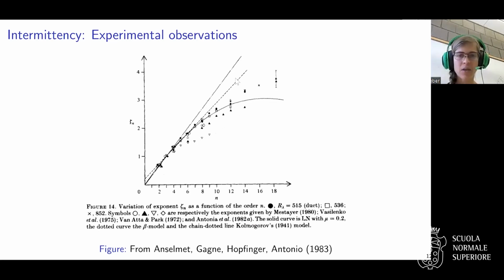And so the dashed line and the solid line here are two intermittency corrections. I think one is called the beta model and the other one is called the LN model. There are different parameters. And we see, maybe this line matches a little better, but there's still quite some deviation from some experiments.